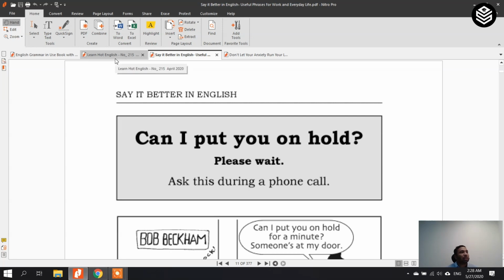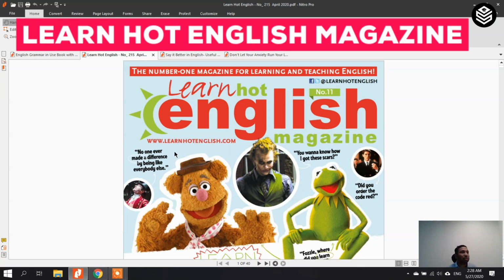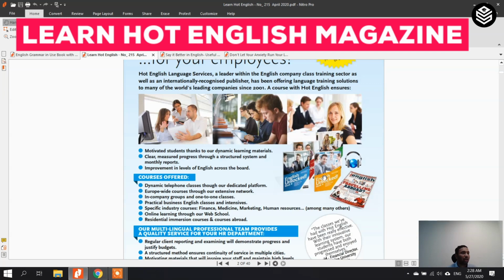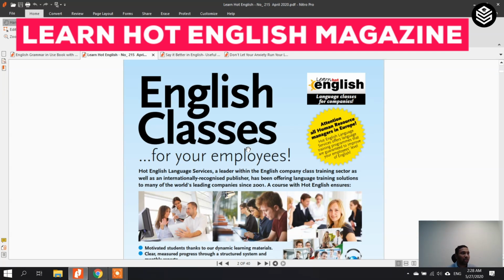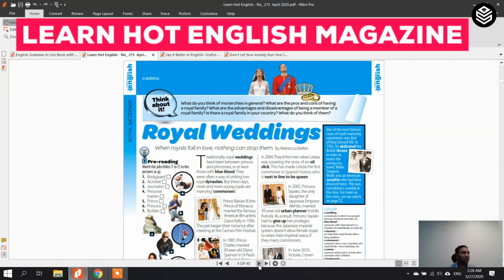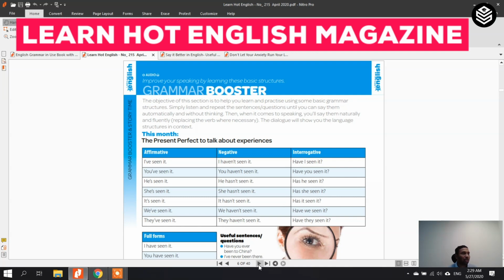The third one is a magazine. This is the number 1 magazine for learning and teaching English. Every month they are publishing a magazine, Learn Hot English. This magazine belongs to April 2020. So I will choose a random part in that. For example, this is completely dedicated to English teaching.